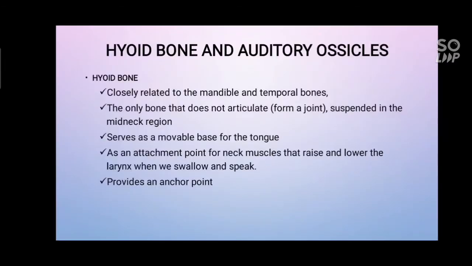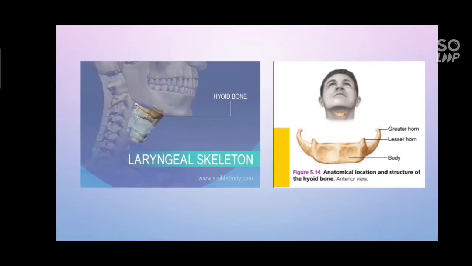The hyoid bone and the auditory ossicles. So, yung hyoid bone, generally, hindi naman siya parte ng skull or ng facial structure natin. Pero since closely related siya sa mandible and sa temporal bones, kinlassify na rin siya na kasama sa ating skull and facial bones. So, the hyoid bone, it is the only bone that does not articulate or form a joint. It is suspended in the mid-neck region.